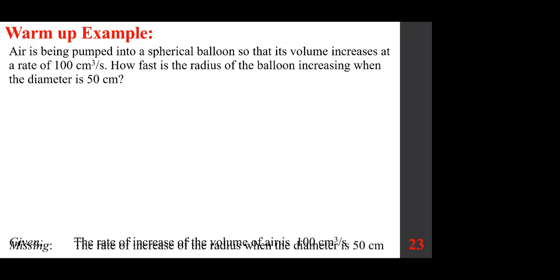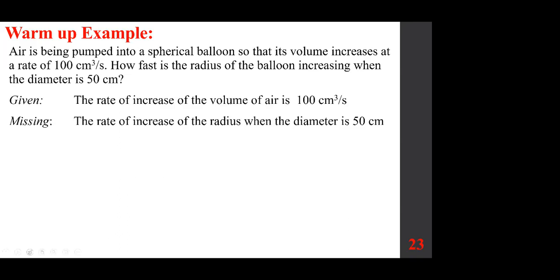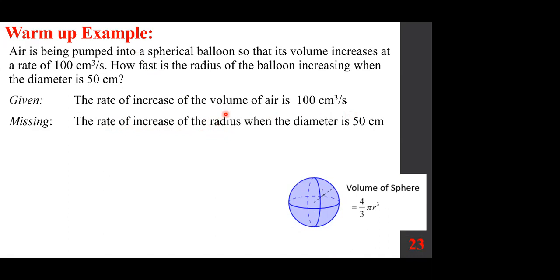So verbally, we are given the rate of increase of the volume with its unit, and missing is the rate of increase of the radius when the diameter is 50 centimeters. So this is what we want to find, the rate of increase of the radius. So the very first thing we need to know is the relationship between the volume and the radius of a spherical shape, and that is 4/3 pi r cubed.